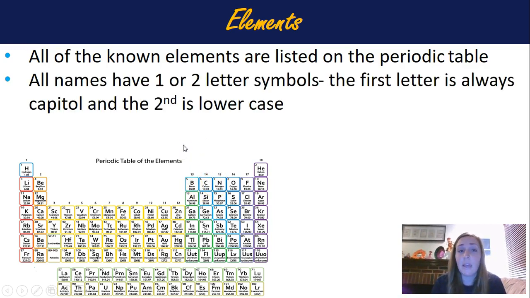All elements have a one or two letter symbol. The first letter is always capital and the second letter is always lowercase, if there is a second letter. Sometimes if you have an older periodic table, like down here, you might see some three letters. That's because those elements hadn't yet been identified, so they had three-letter unknown names given to them.